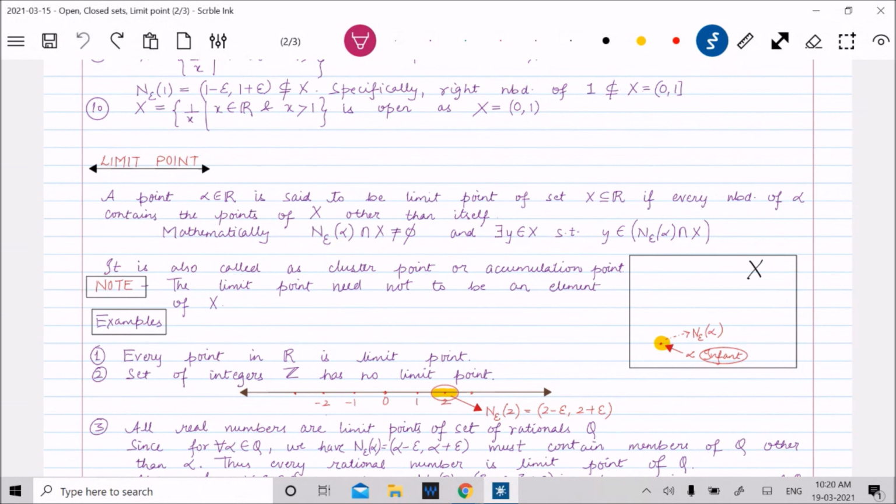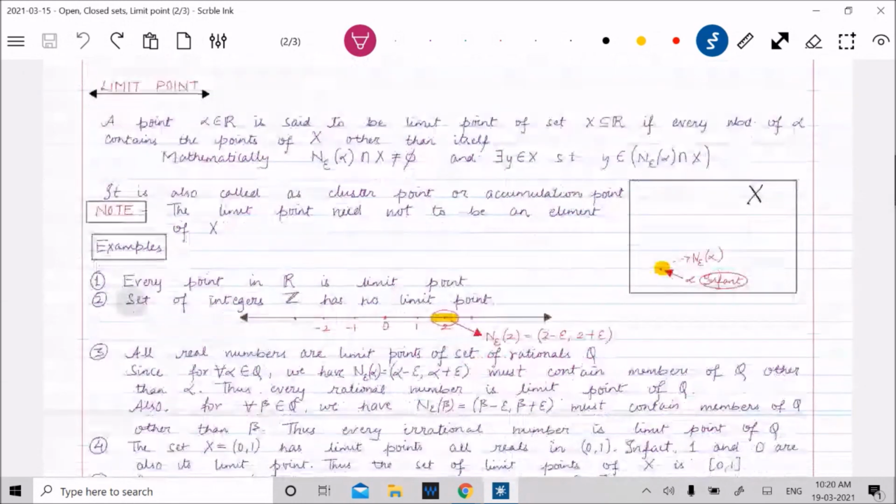Limit points sometimes lie inside the set X, sometimes they lie outside the set, or specifically I should say that they lie at the boundary, right? If they do not lie inside the set, then they always stand at the boundary. So this is the behavior of a limit point. Either they lie inside the room, or they will just stand below the door. Okay, now there are some examples.